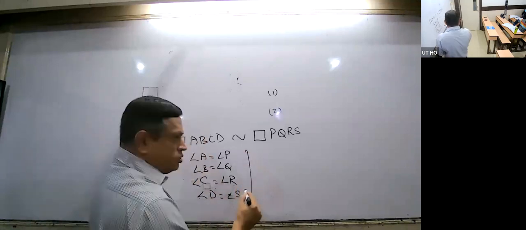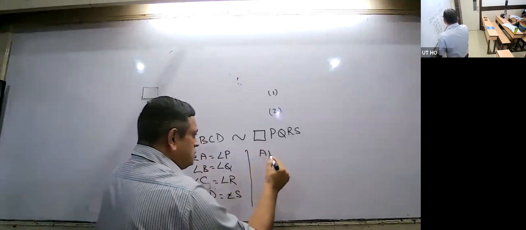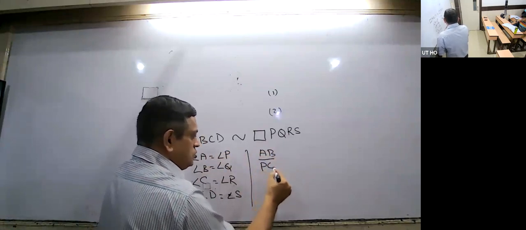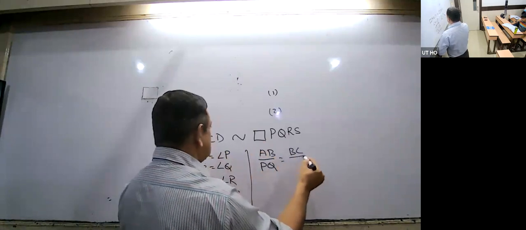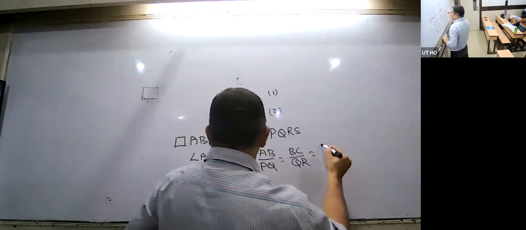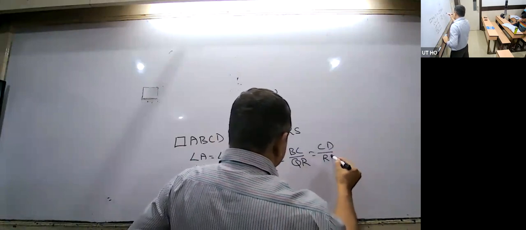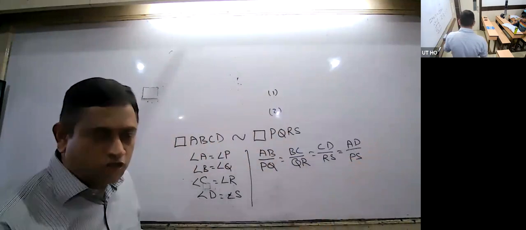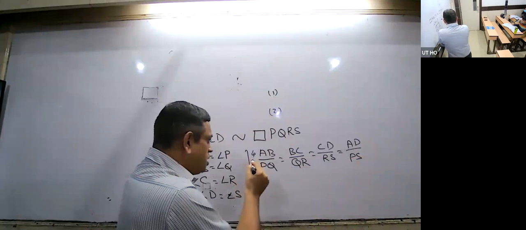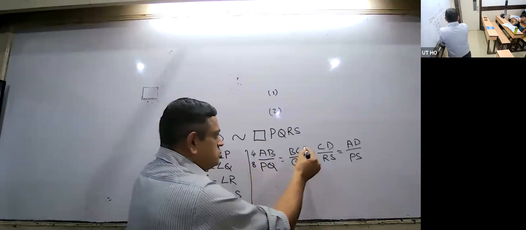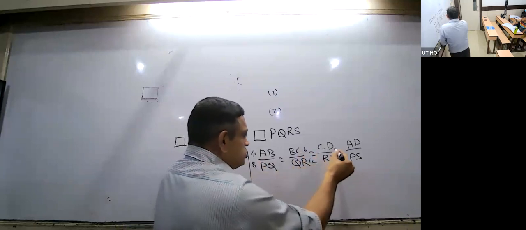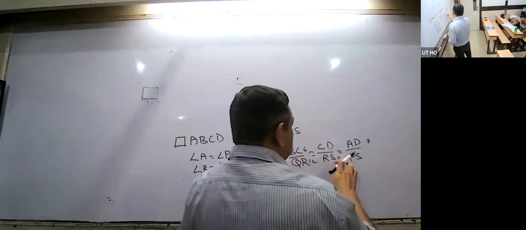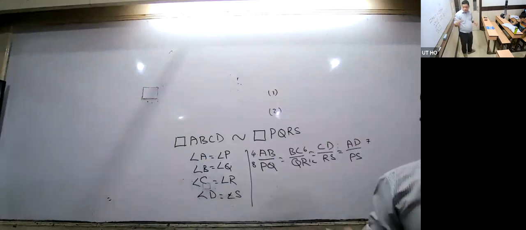Now sides, look here. The ratio between AB and PQ will be equal to the ratio between BC and QR, equal to CD upon RS, and AD upon PS. This is the ratio followed. What is the meaning of ratio? Suppose it is 4/8, which means 1/2. This will be 6/12, this will be 5/10. The ratio should be equal. Not that AB and PQ are equal.